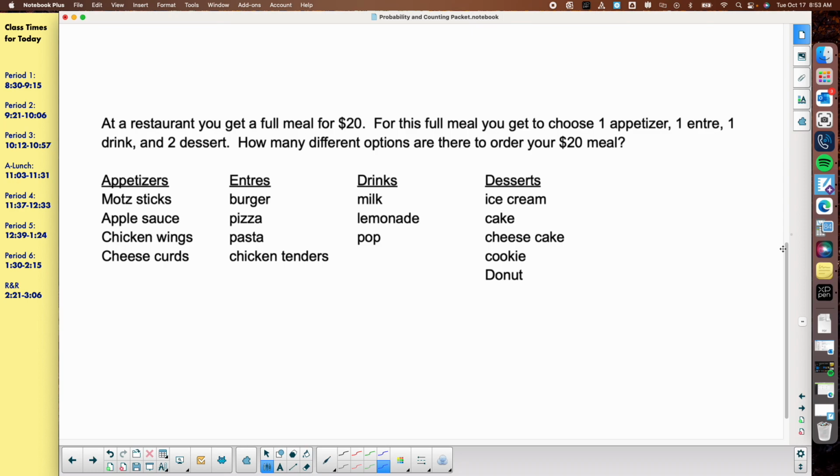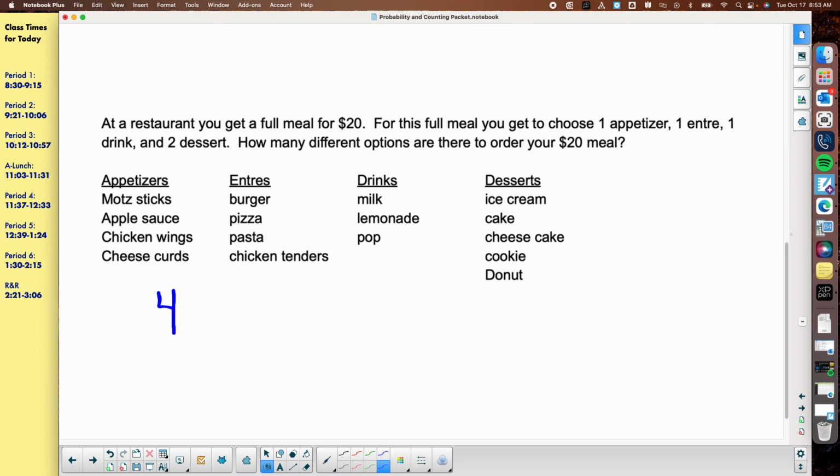David, what should we multiply on this one? Nothing? 0. That's a terrible option. I don't want to eat that. That's a 0 option. How many different appetizers are there? 4.